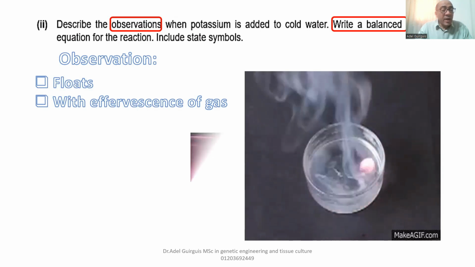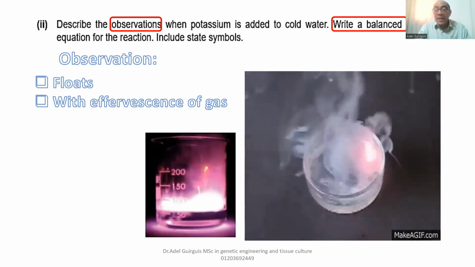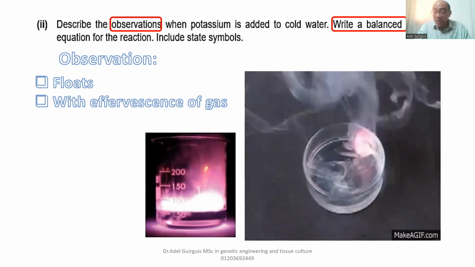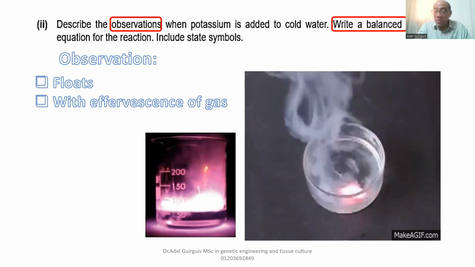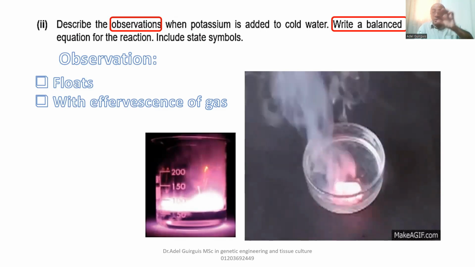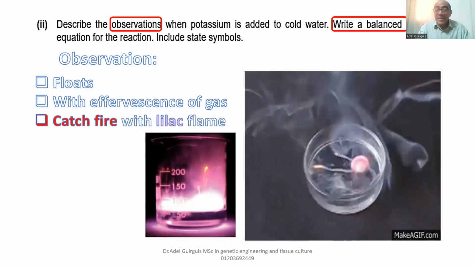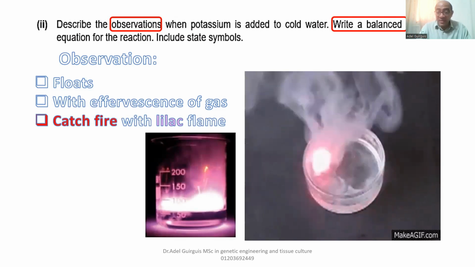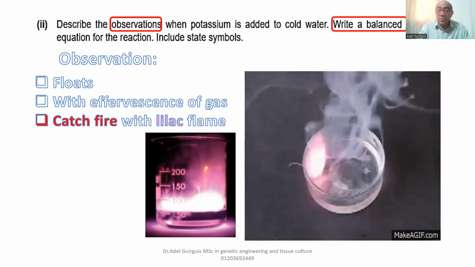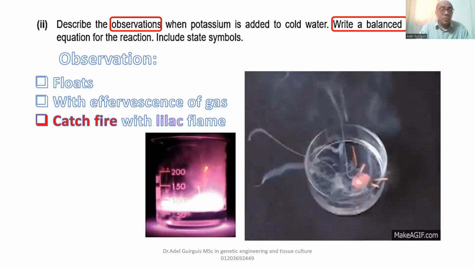With effervescence of gas, what about the color? It catches fire. Potassium piece catches fire, and forms a pool of metal on the surface of water, and catches fire with a lilac flame. This color of flame is lilac. It's ideal for potassium when it is added to cold water.